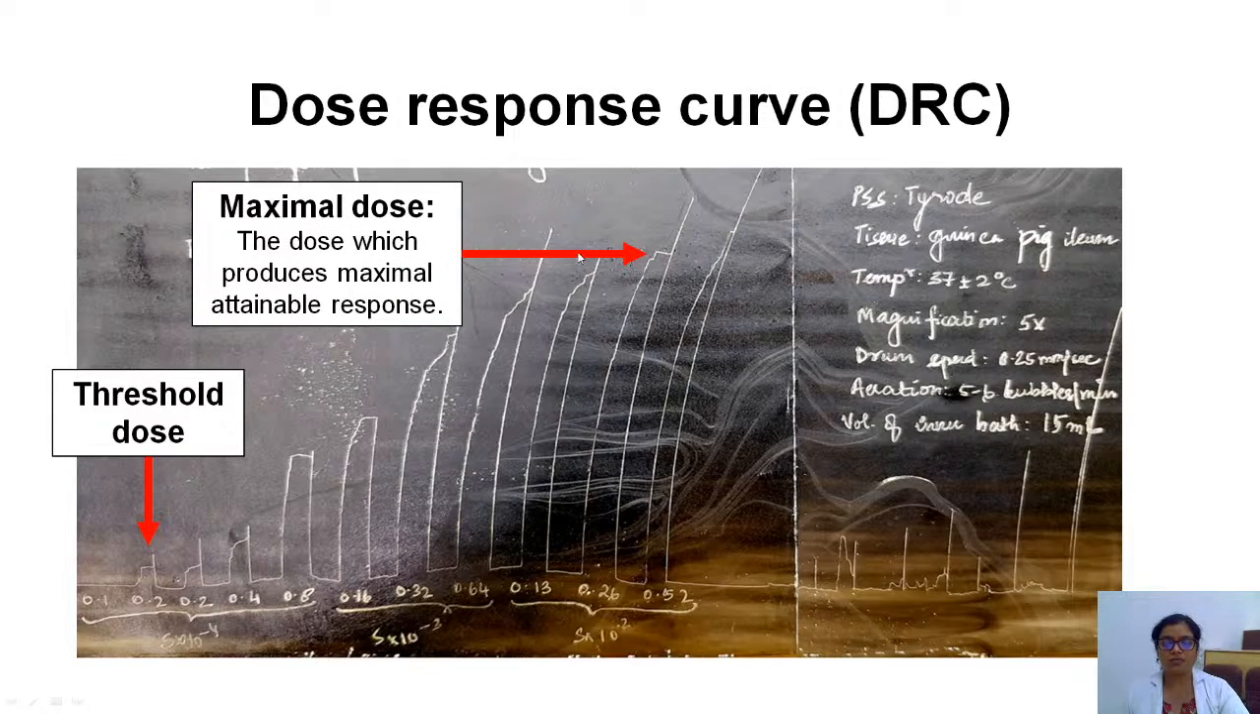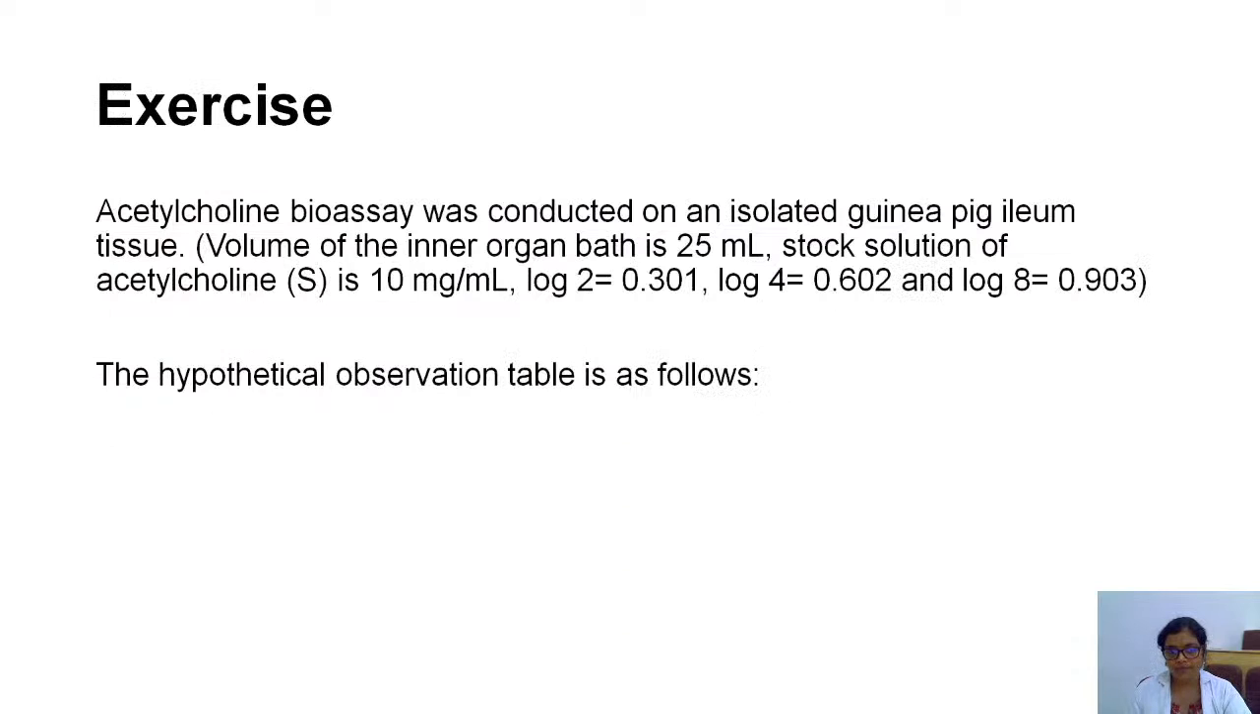So the maximal dose is the dose which produces the maximal attainable response. You can get graphs, and you can be asked to identify the threshold dose or the maximal dose. So here is an exercise for you.